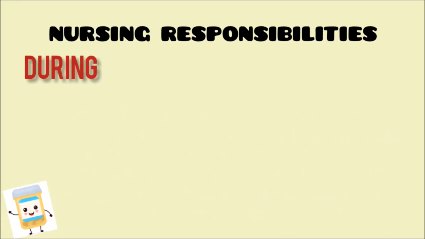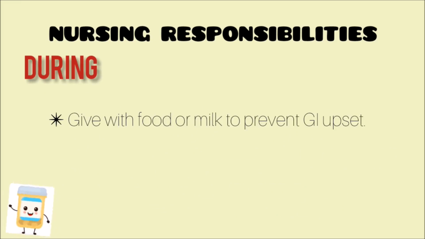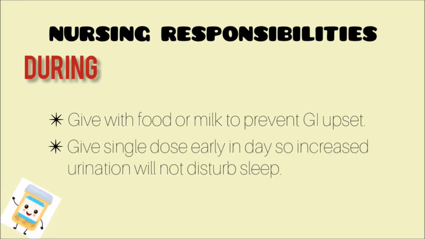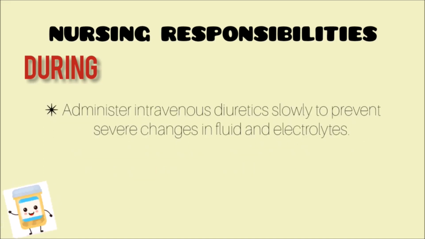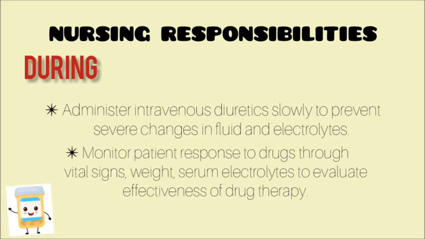During administration, give with food or milk to prevent GI upset. Give single dose early in the day so increased urination will not disturb sleep. Administer intravenous diuretics slowly to prevent severe changes in fluid and electrolytes. Monitor patient response to drug therapy like vital signs and weight and serum electrolytes to evaluate effectiveness of drug therapy.